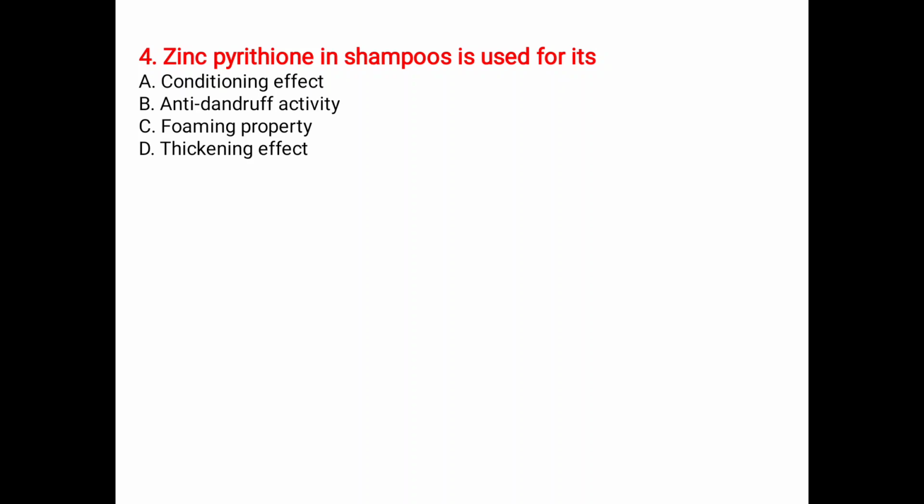Next, zinc pyrithione in shampoo is used for its A, conditioning effect, B, anti-dandruff activity, C, foaming property, and D, thickening effect. So zinc pyrithione shampoo is anti-dandruff. So B is the correct answer.